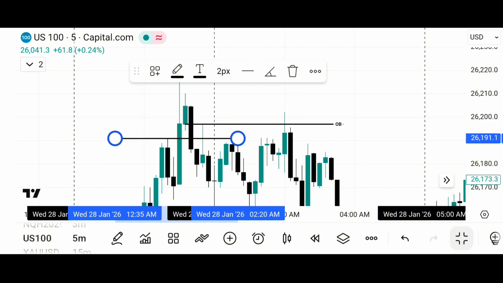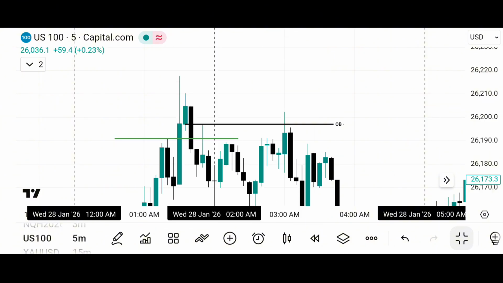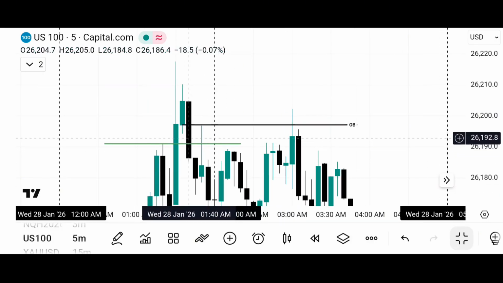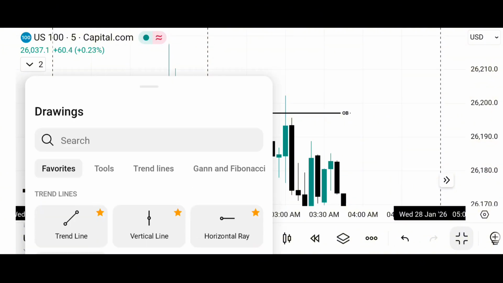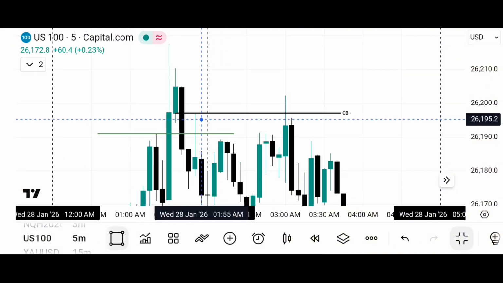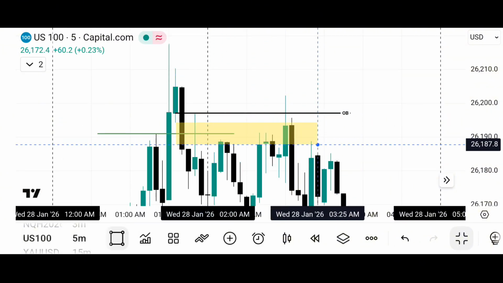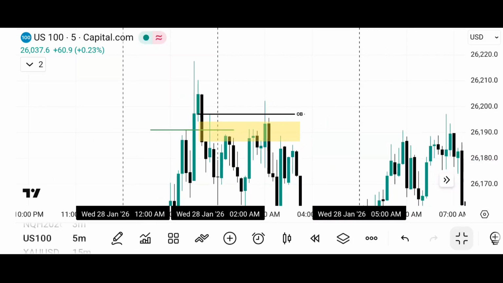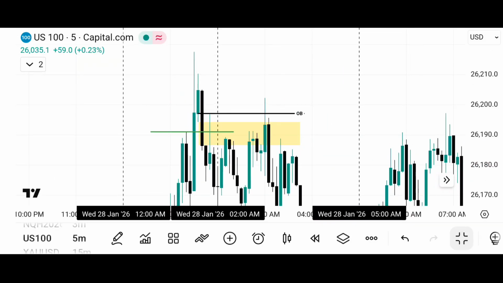Let me make this green. Buy side being taken, buy stops being run down. And you can see below the order block, there's actually a fair value gap right here. This is the fair value gap.